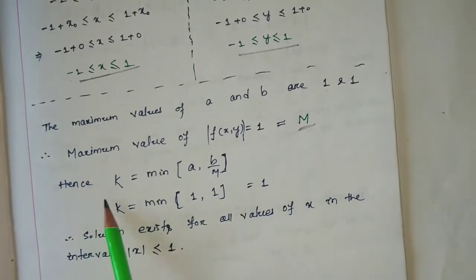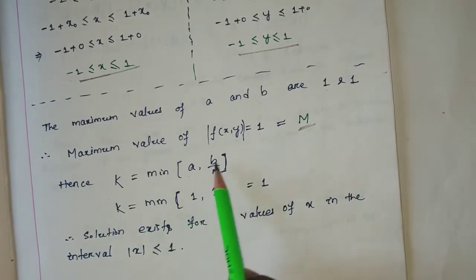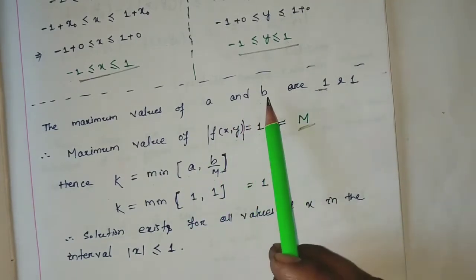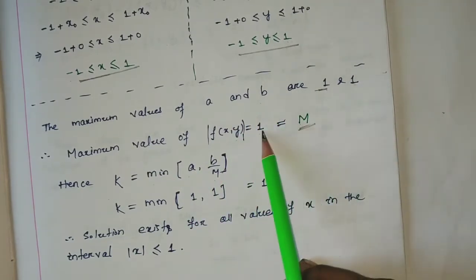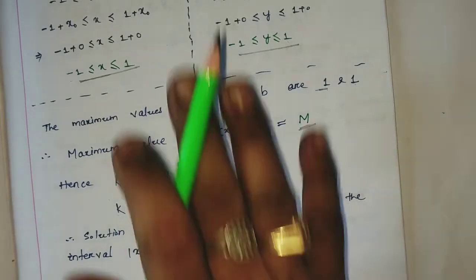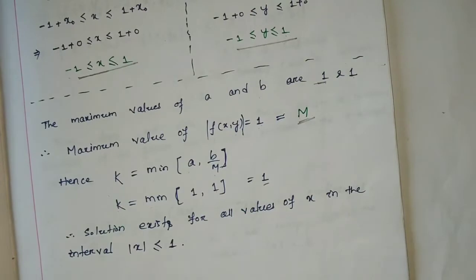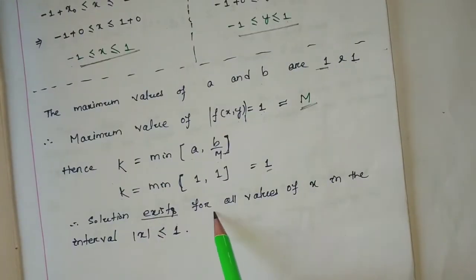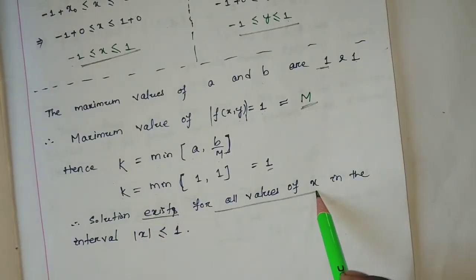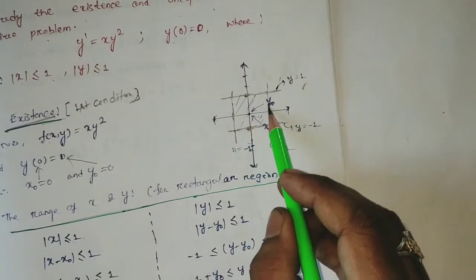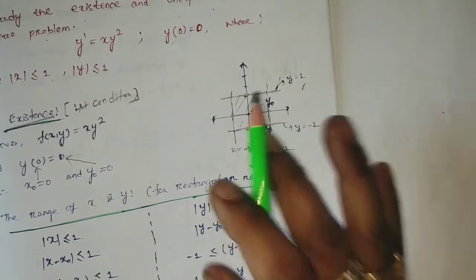So k is the minimum of a and b/M. Here a is 1 and b is 1, M is also 1, so b/M is also 1. So the k value is 1 itself, right. So here we can say that a solution exists. That means for this initial value problem, a solution exists for all values of x from -1 to 1.